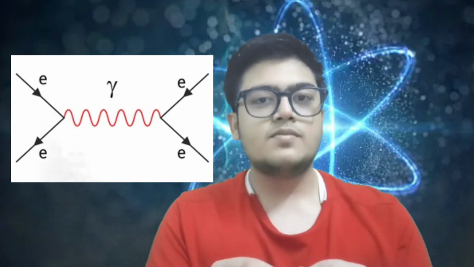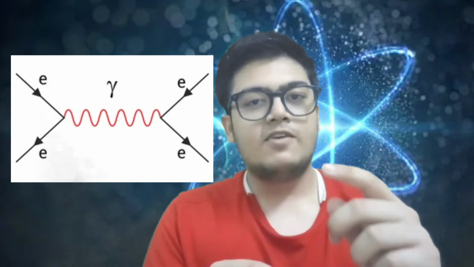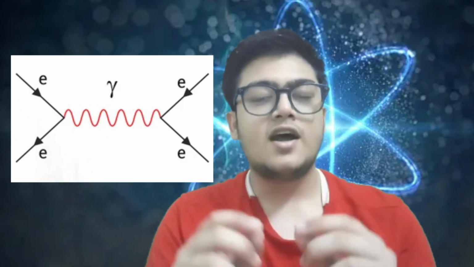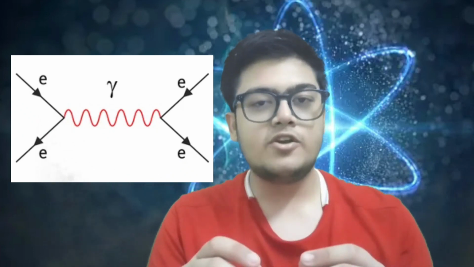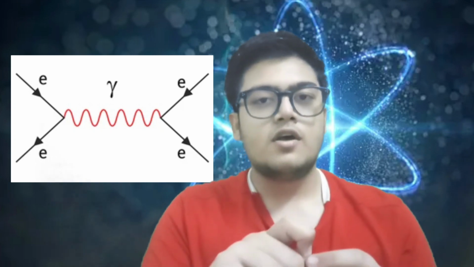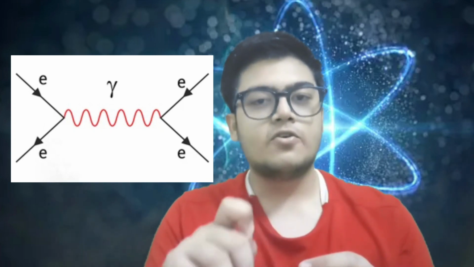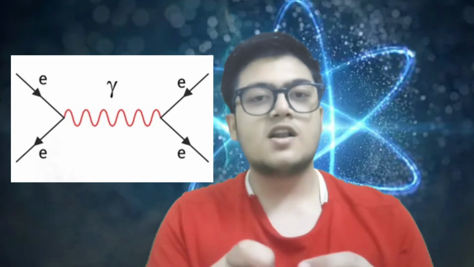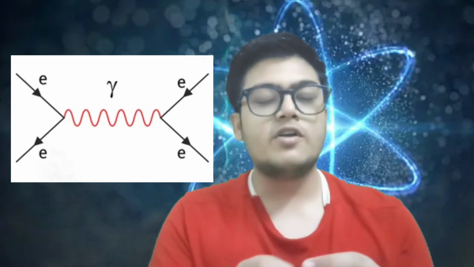The diagram shows that when one electron and another are at their vertices, or the closest point to each other, one electron transfers a photon to another, which is a classical representation of what repulsion is.